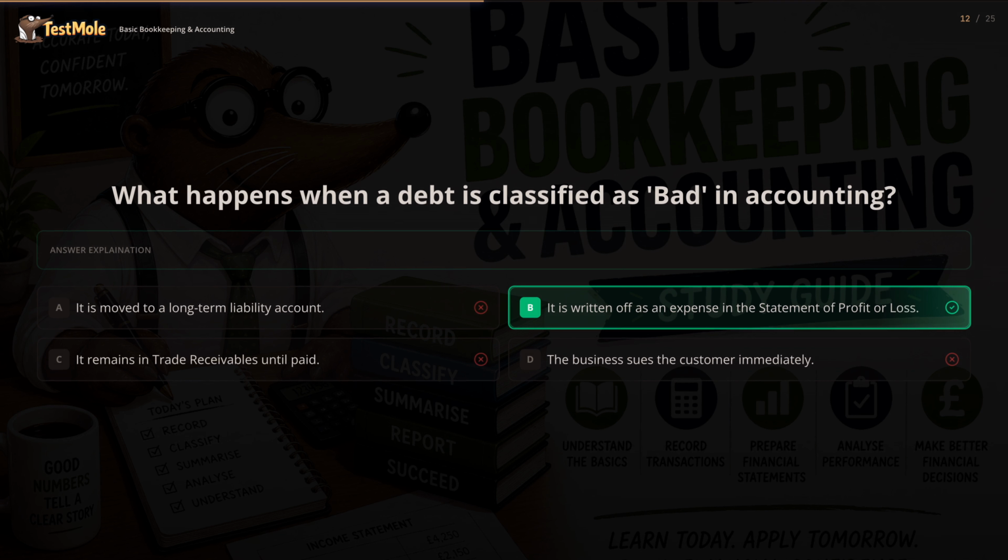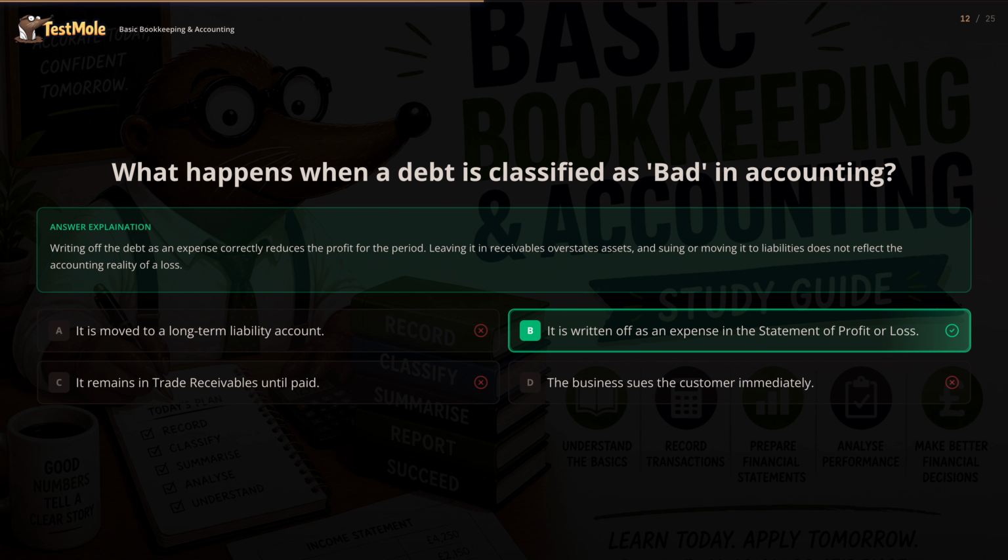The answer is B. Writing off the debt as an expense correctly reduces the profit for the period. Leaving it in receivables overstates assets, and suing or moving it to liabilities does not reflect the accounting reality of a loss.